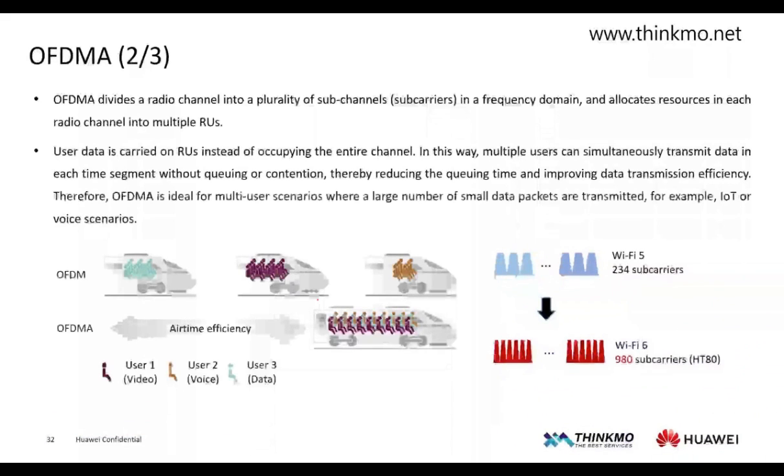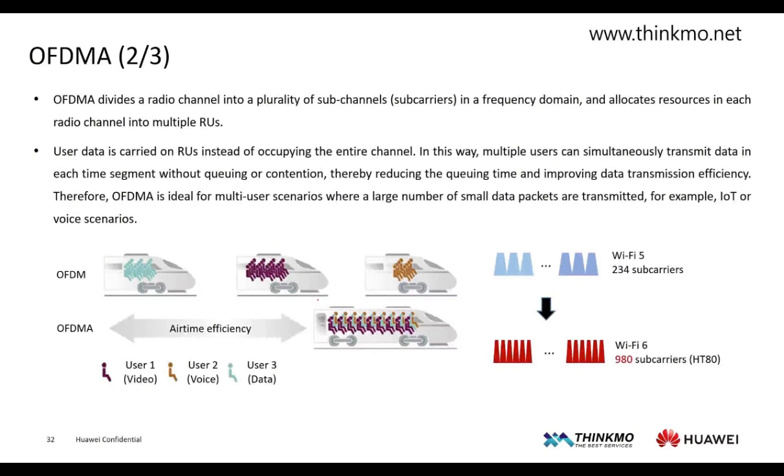Hello students, today we will continue to share about OFDMA, orthogonal frequency division multiple access technology. In our last class, we mentioned that the core advantage of OFDMA is that it enables multi-user transmission without having to queue and compete like Wi-Fi 5, which greatly improves efficiency and reduces latency. It is particularly suitable for scenarios that require the transmission of a large number of small data packets, because each unit is relatively small, allowing a large amount of simultaneous transmission.